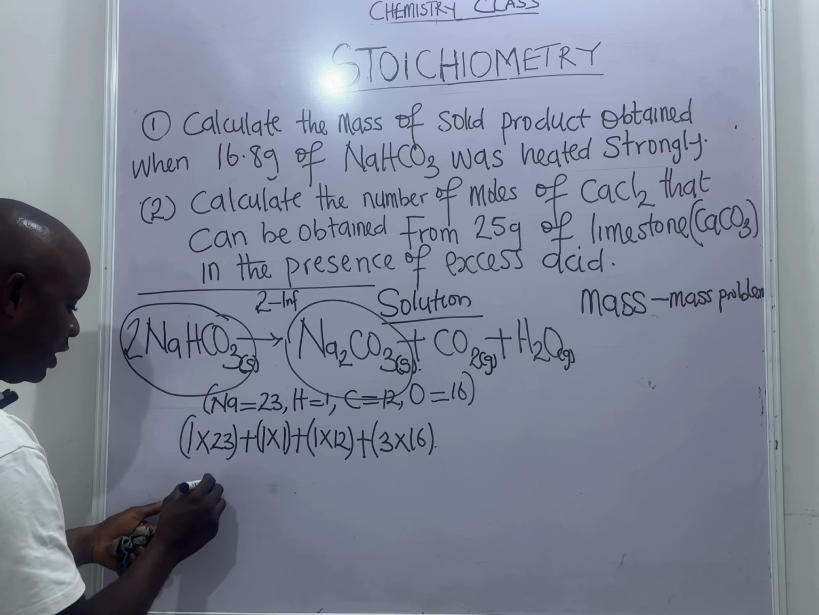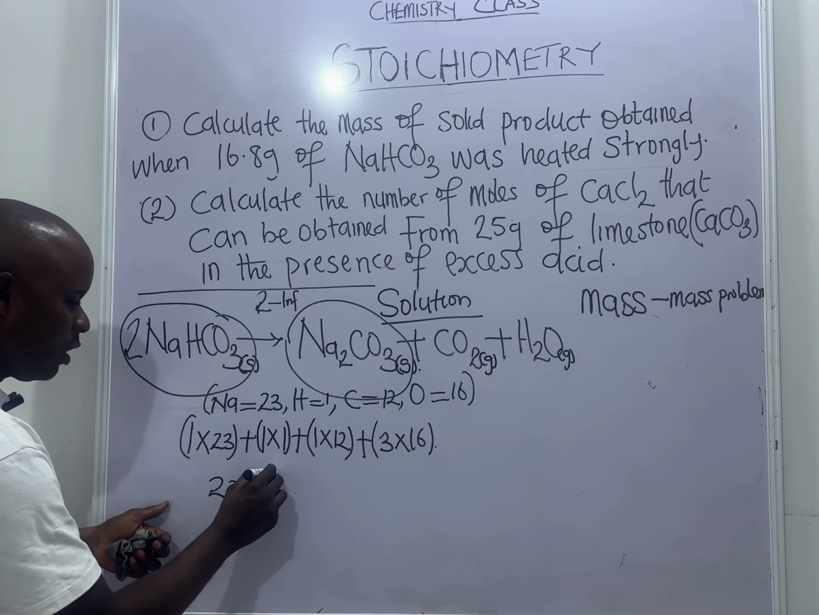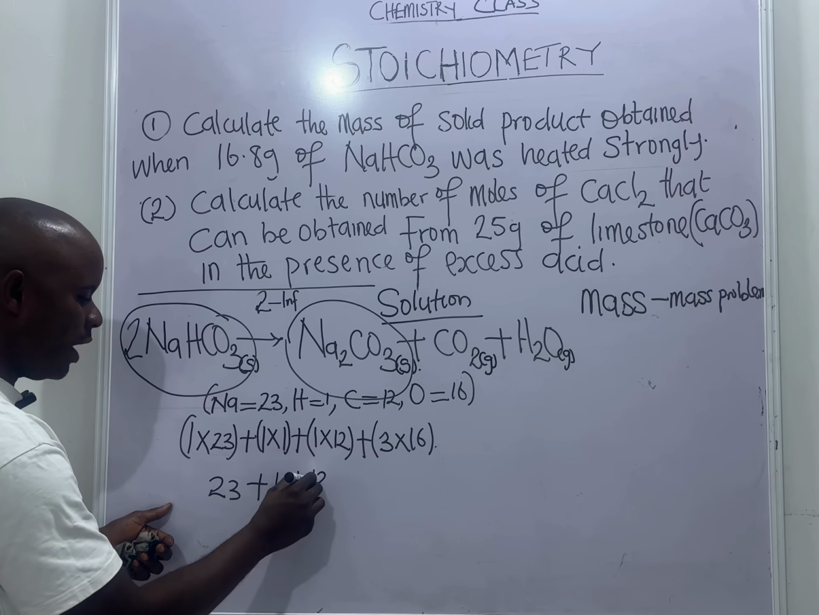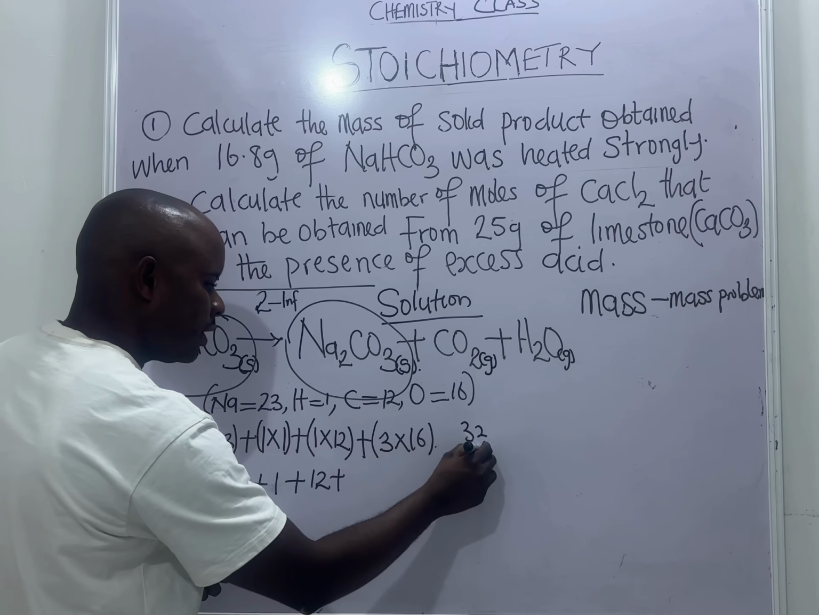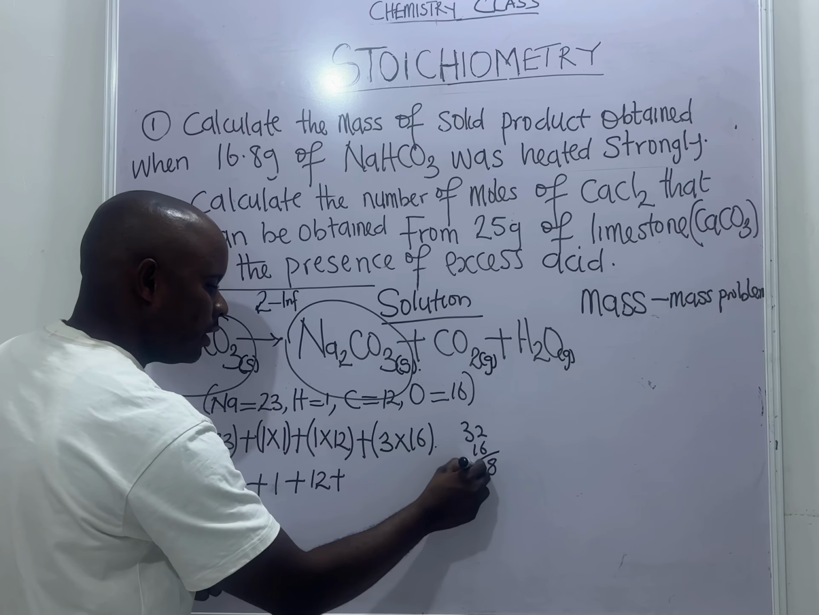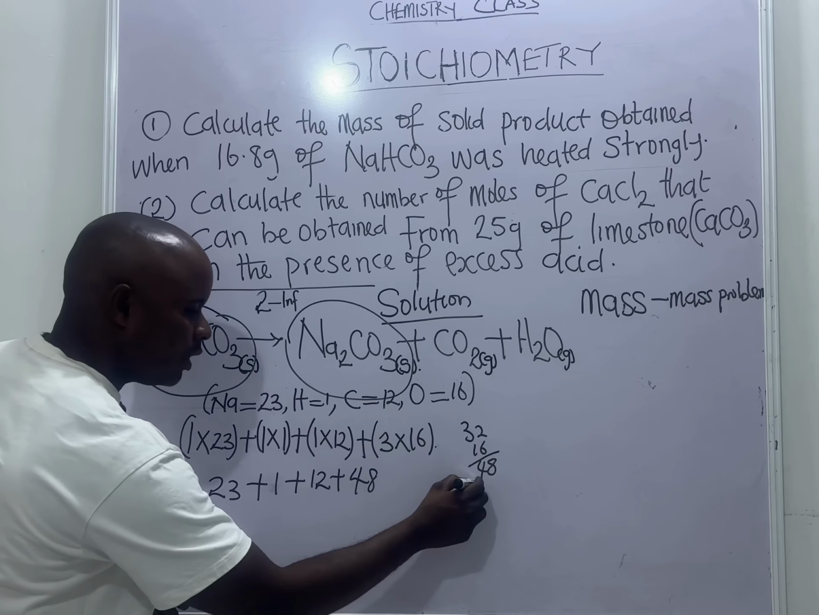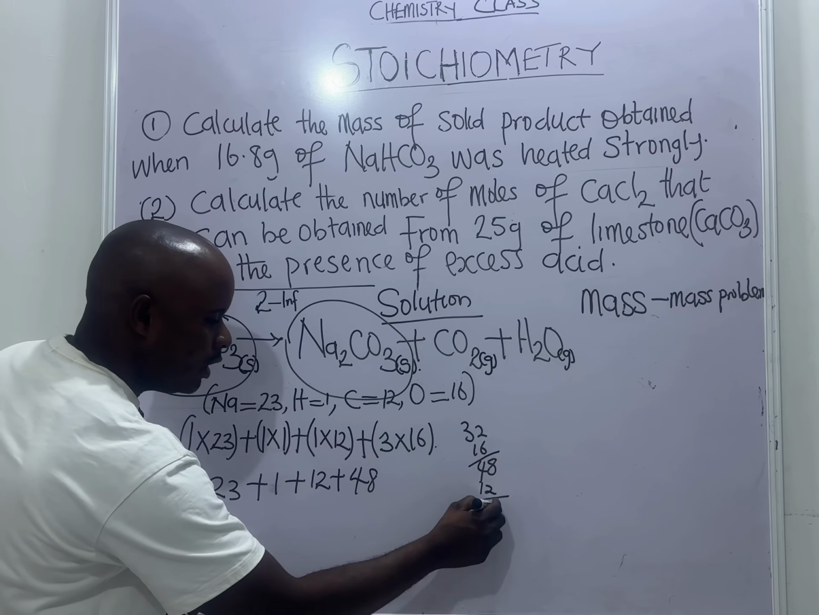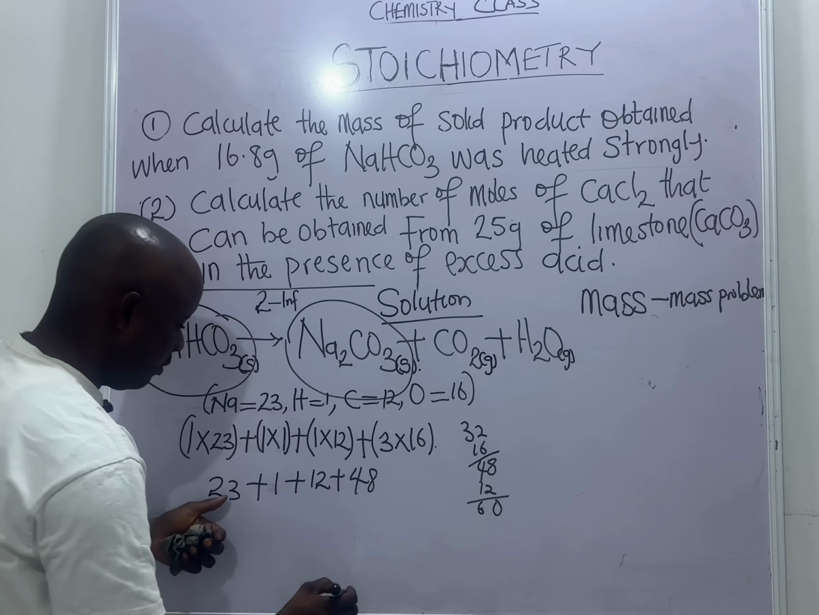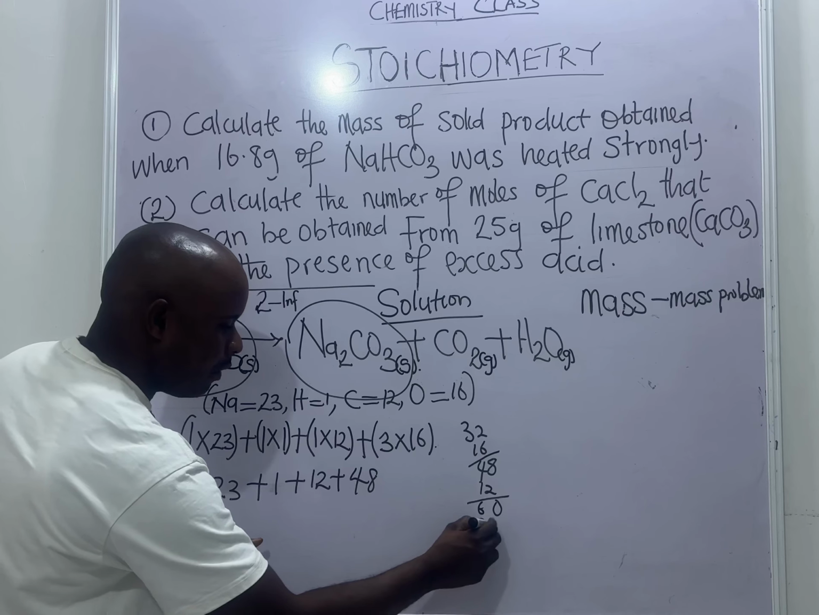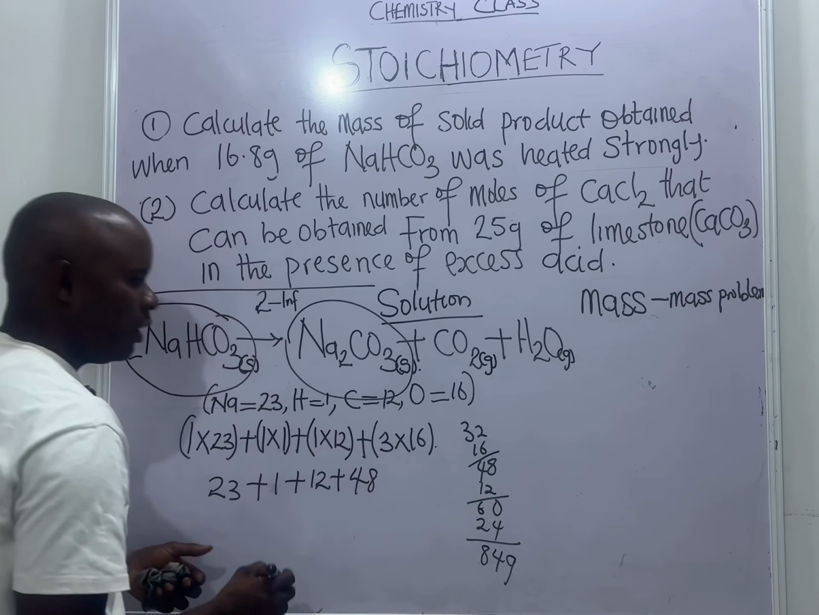So by so doing, we said 23 here, plus 1 here, plus 12, plus 32, plus 16, we are going to have 8, 4, 8, 4, 8. So by so doing, we said 4 plus 12, we are going to have 10. You are going to have 60 plus 24. You are going to have 84 gram. We are going to write it somewhere.